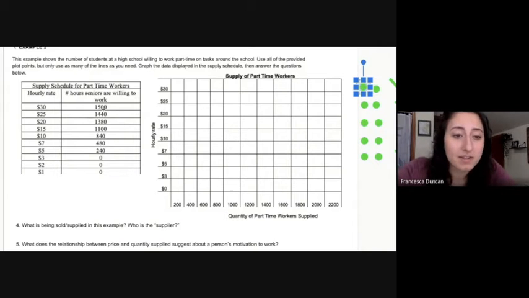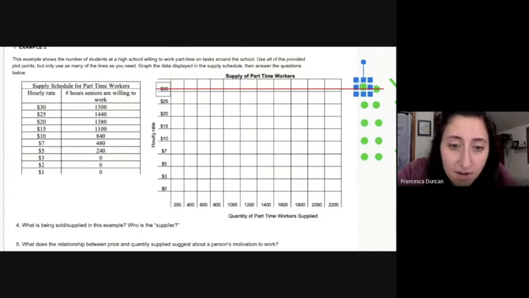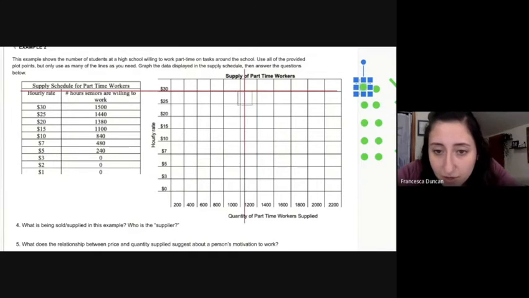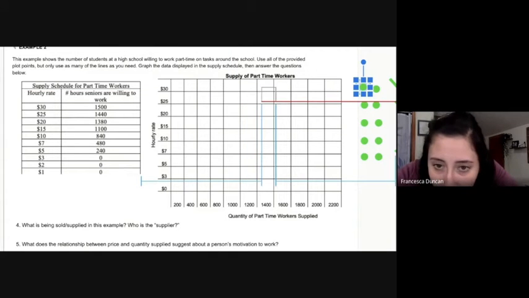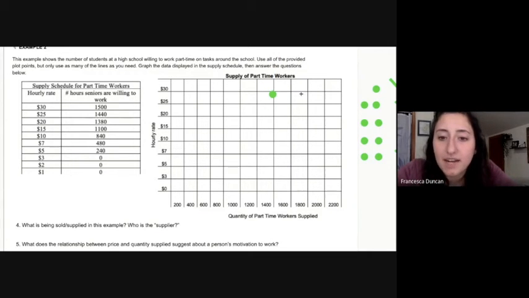So let's start up here. So we have for $30 an hour, so up here, we have 1,500 students who are willing to work. So what I'm going to do is come over here. I found $30 an hour, and I'm going to drag it over to about 1,500. That's going to be like right here, between 1,400 and 1,600. Right about there. It doesn't have to be perfect. That's about where that point would fall. So then we're going to continue on to the next one.